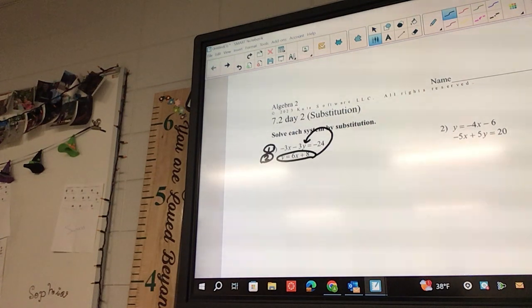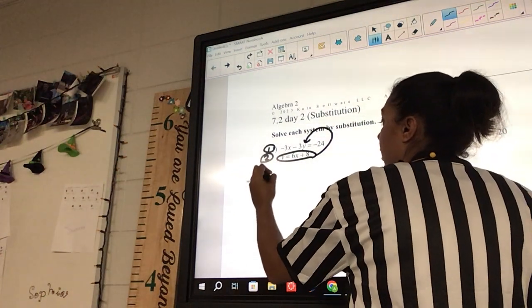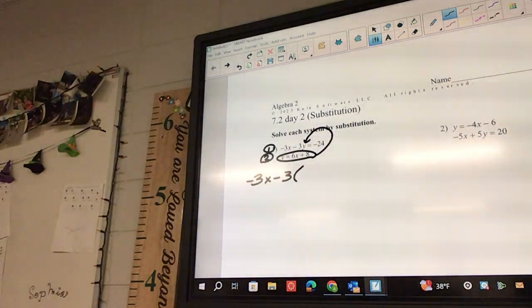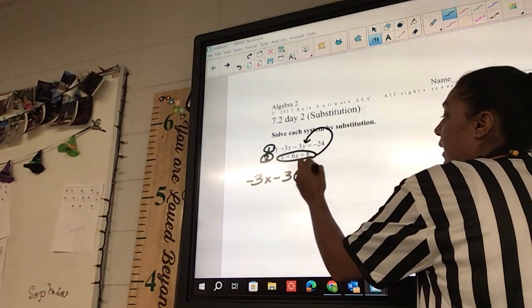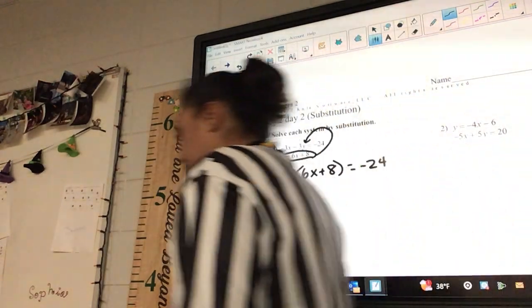Okay, so now we're gonna go ahead and write the top equation out. We're gonna say negative 3x minus 3, and instead of y now, we're gonna put what? What does y like to be called? 6x plus 8. 6x plus 8, okay? So 6x plus 8 equals negative 24.